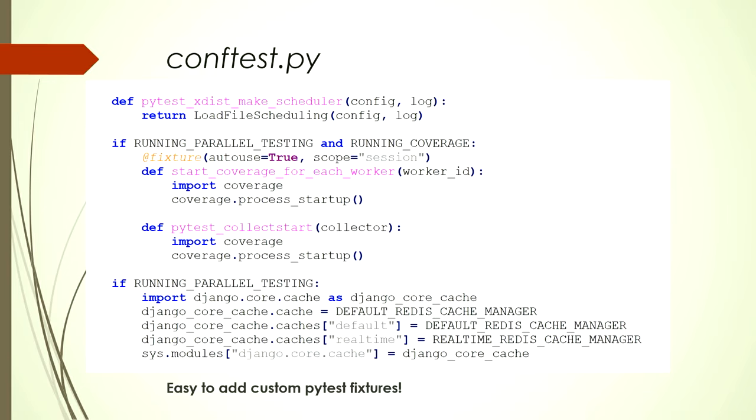Additionally to this, within conftest, we set up load file scheduling using the PyTest Xdist make scheduler. You can also use load scope scheduling. Load file scheduling means that every test file is going to be associated with just one CPU. This just made it simpler to set this all up. But if you wanted to have a small speed up and get rid of any isolation issues, you could move to load scope scheduling. Also, I had to add a couple of fixtures to avoid breaking the coverage.